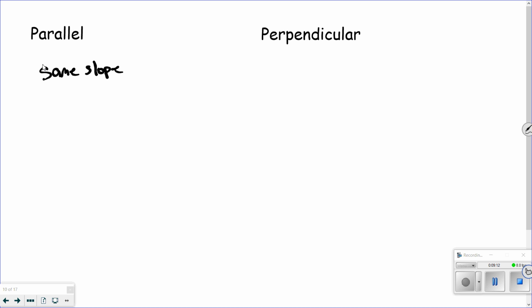Perpendicular means that they cross at 90-degree angles. So those two lines are perpendicular right there. Okay, they cross at 90-degree angles. Well, if you have two lines that are perpendicular, their slopes are what we say opposite reciprocals.